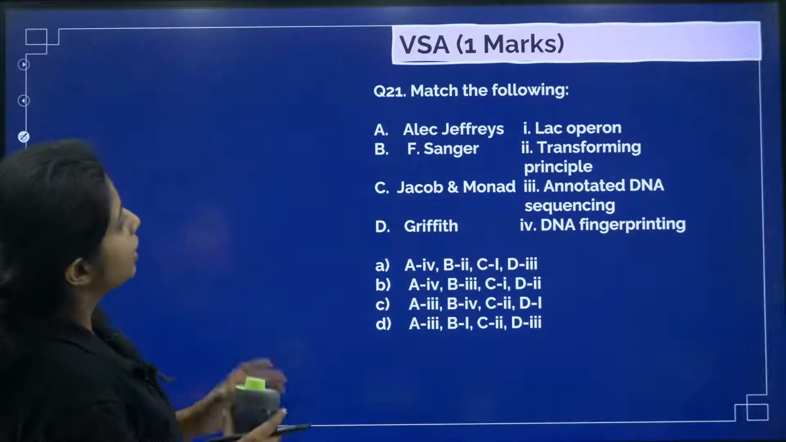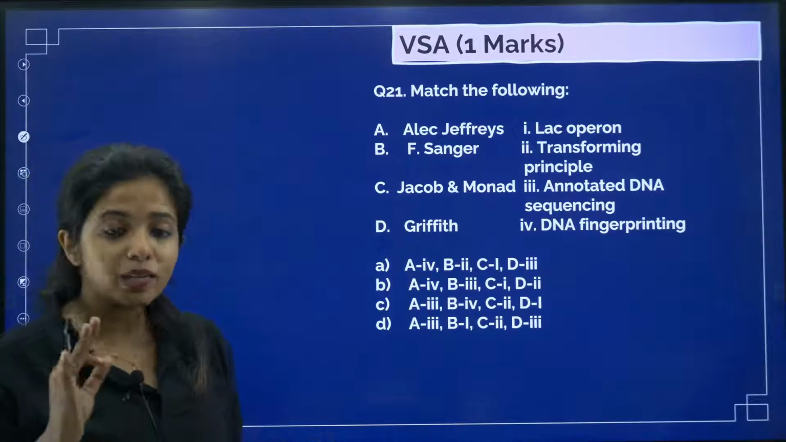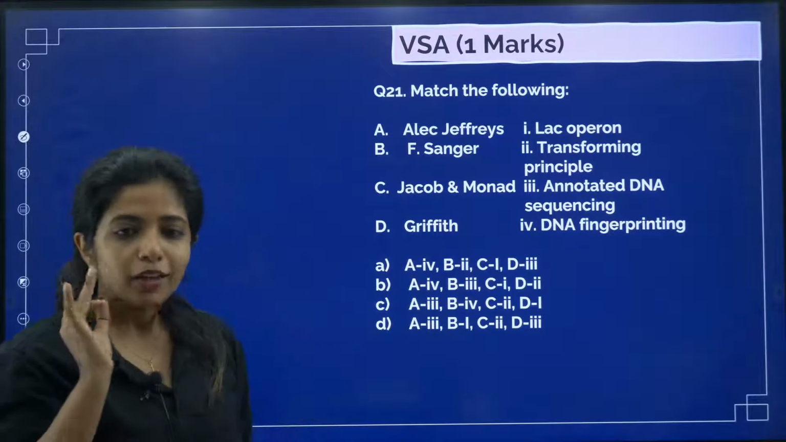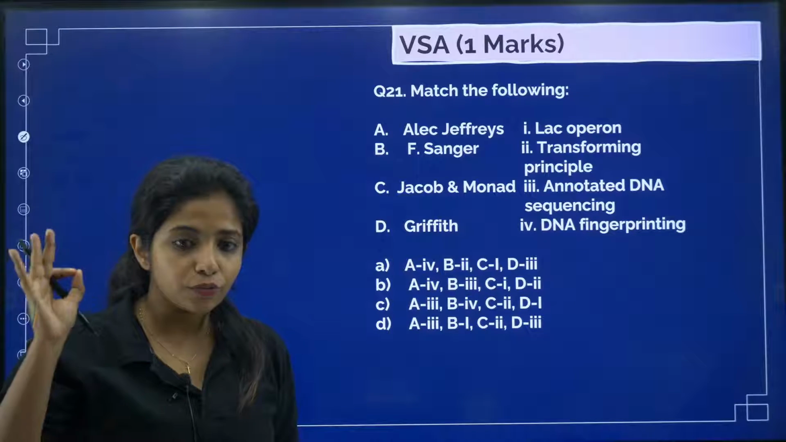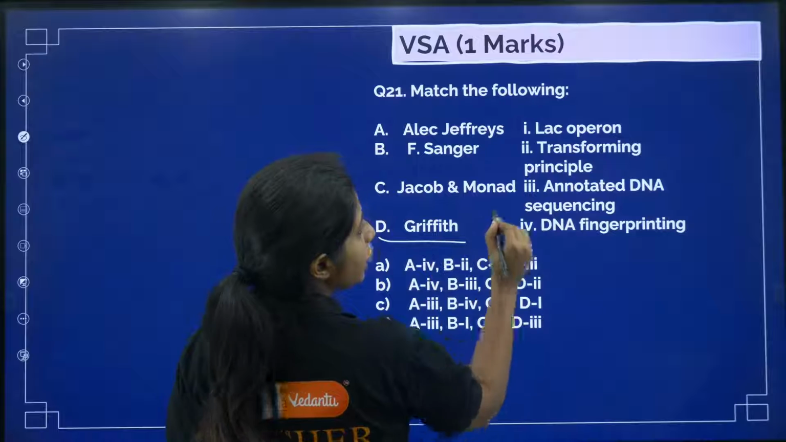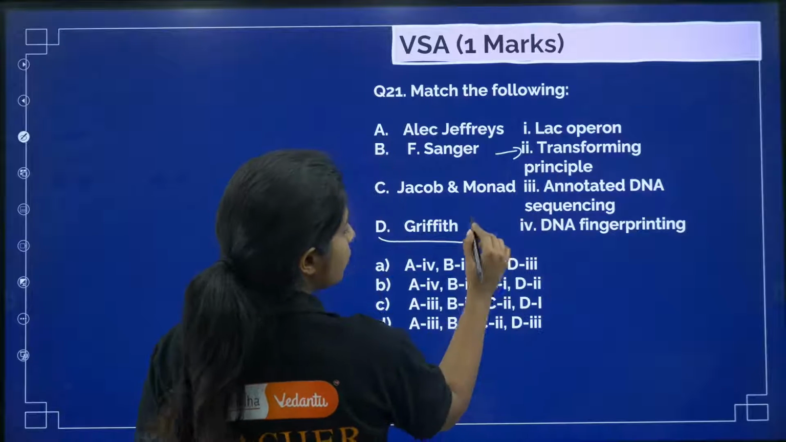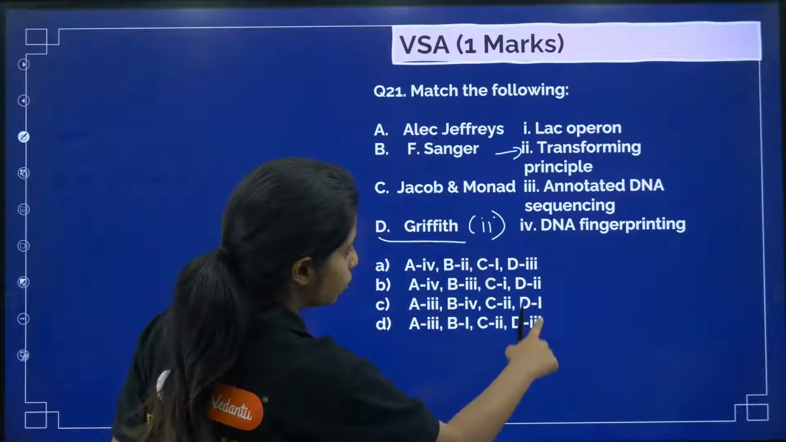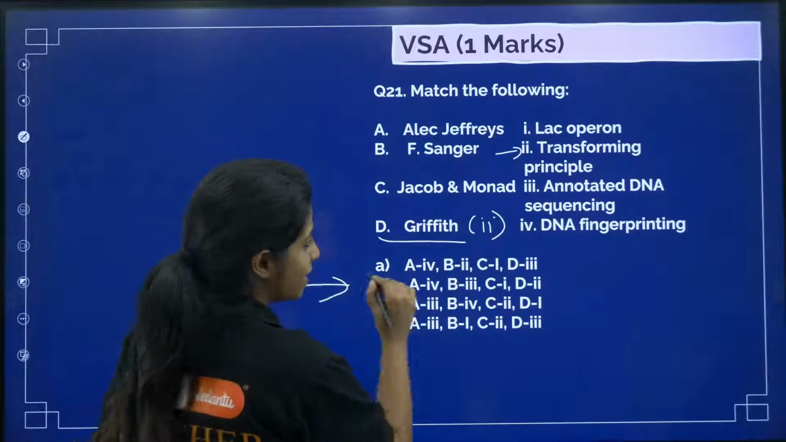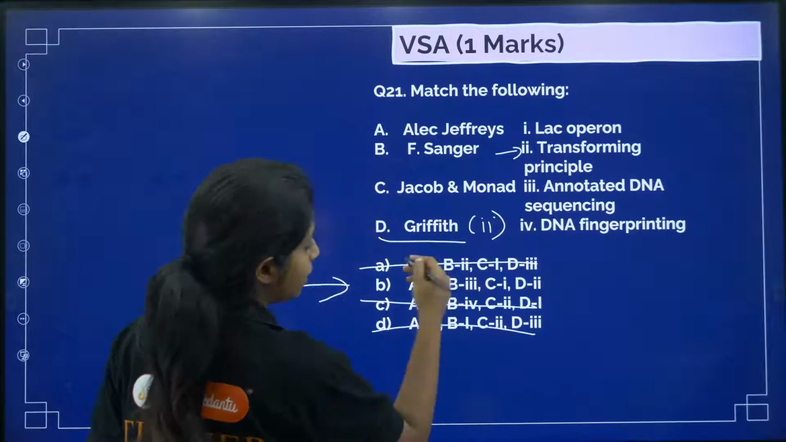Okay, chalo. Match the following, my dear children. The easiest way I'll tell you to crack this, if you do not know all the names. I hope everyone knows Griffith. Griffith did the transforming experiment with the mice. So Griffith, D, goes with transforming principle. So D goes with 2. Let's find D with 2. There's only one option that has D with 2, and that is this option. The rest of the options I can cut off, but let's see the other answers also.